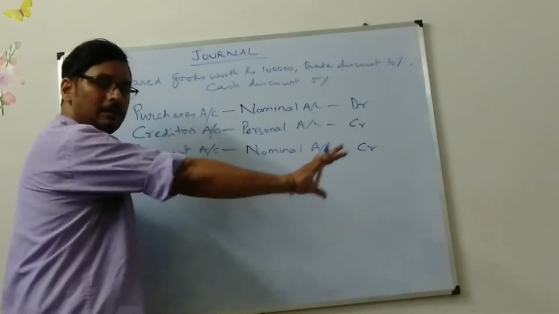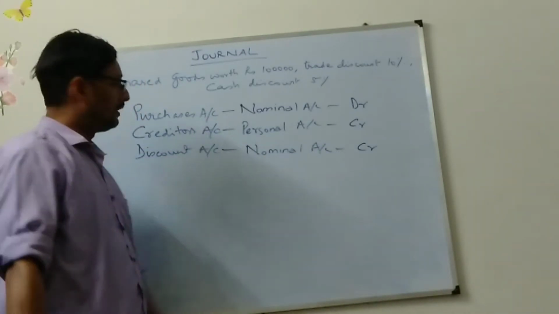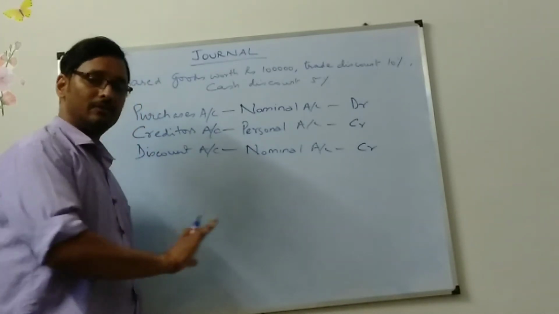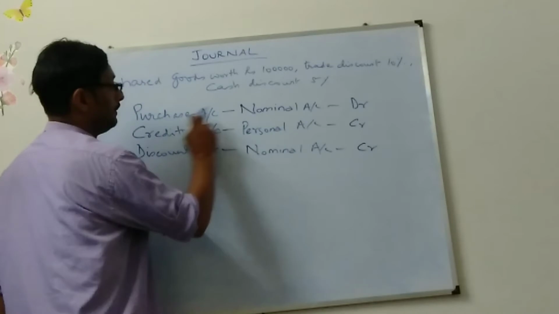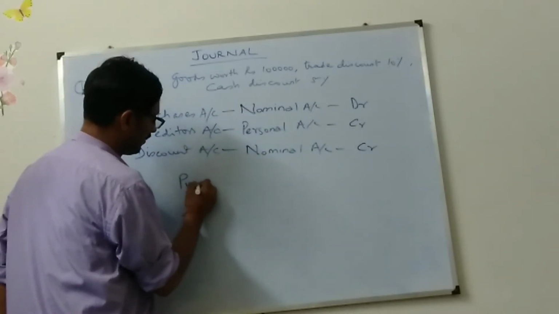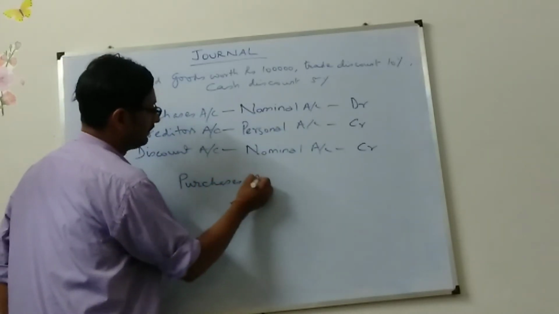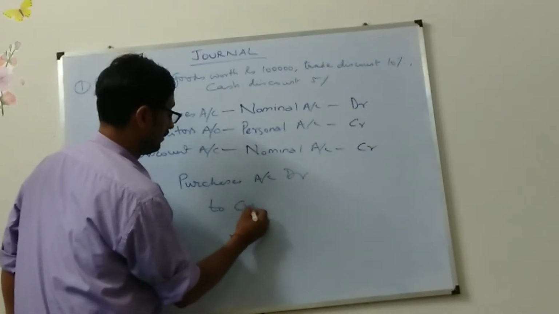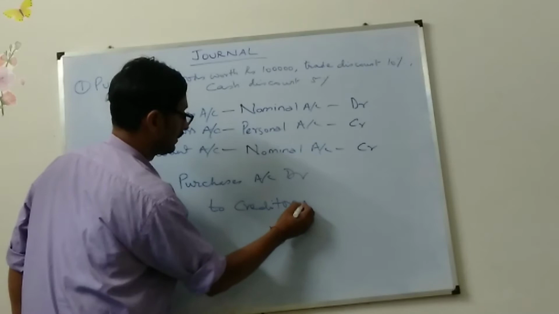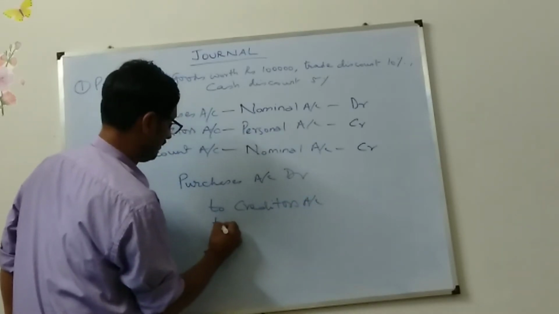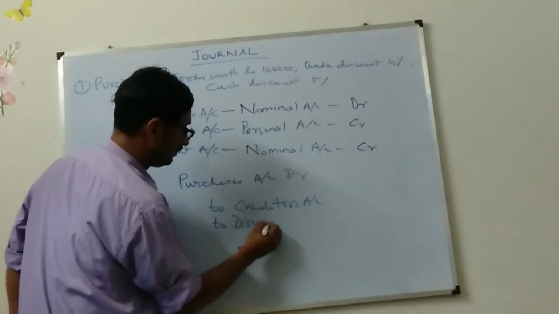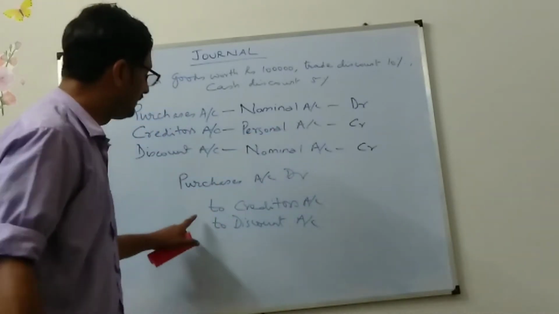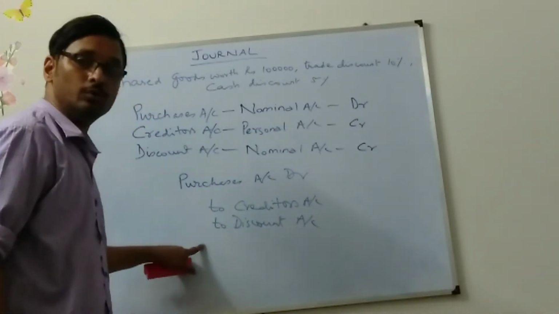I am not writing any pro forma. You know the pro forma. In the particulars column and amounts column, what you need to write, that's what I am telling you. Purchases account debit to creditors account, to discount account. Debit you will be writing like this. When you write the credit item, you will start with "To".